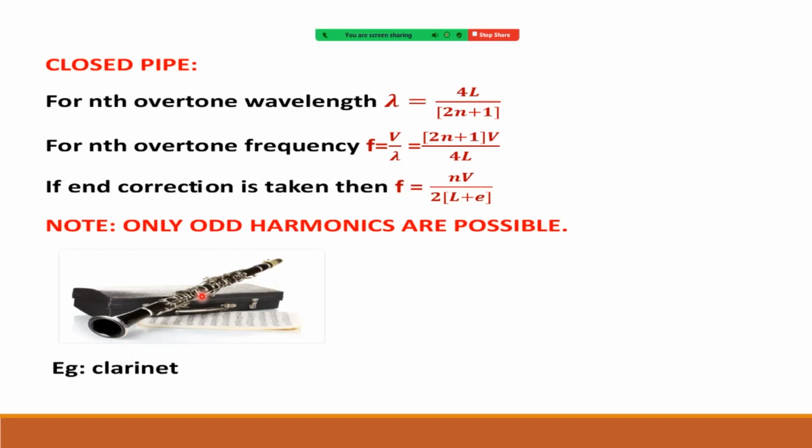And this is a clarinet. You might have seen this in many marriage functions, right? So this is the open end, and this end is closed. That's why this is an example for a closed pipe. This is what we call a clarinet, right? Let us see now the open pipe.